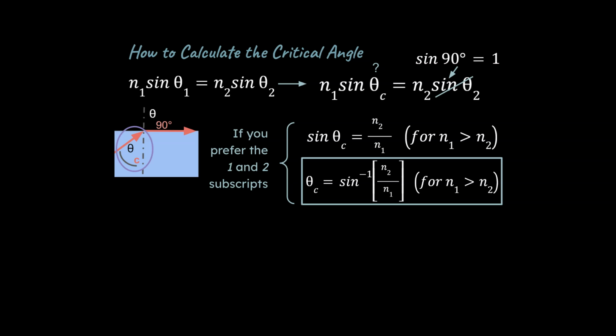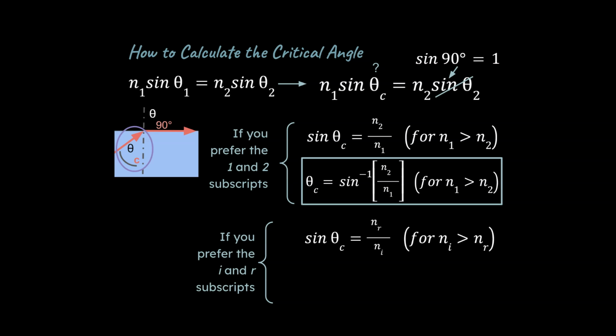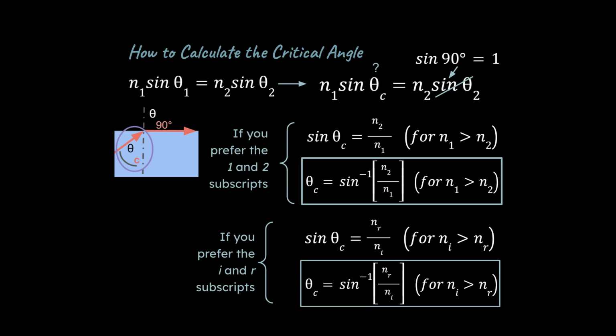Or you could write this another way. If instead you don't prefer the 1 and 2 subscripts, if you prefer the i and r subscripts, kind of like your incident ray and your refracted ray, then you could write something like this. And if we do the isolation, then you would end up with this as your final equation for the critical angle.